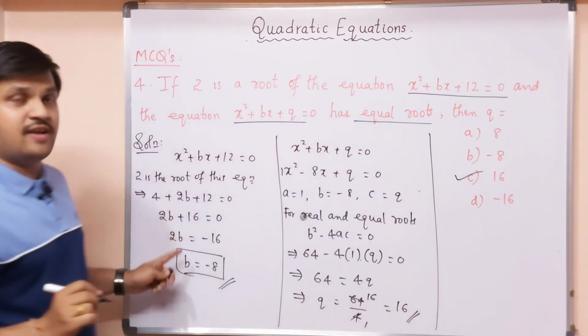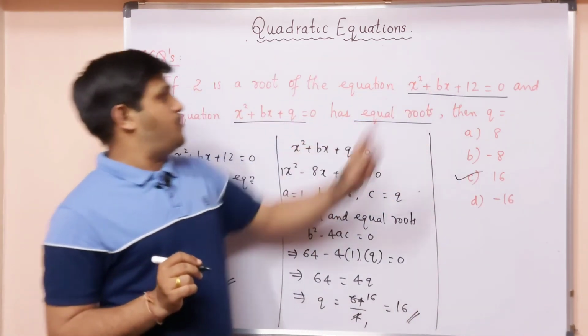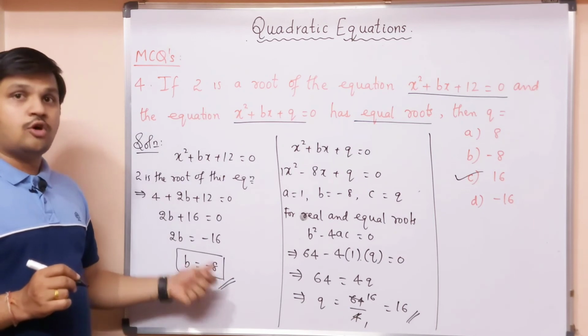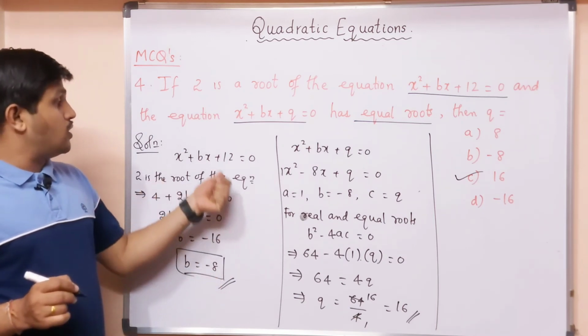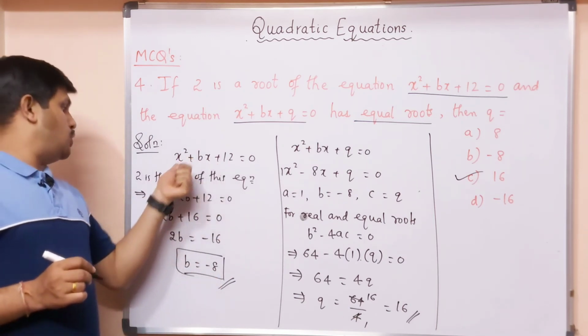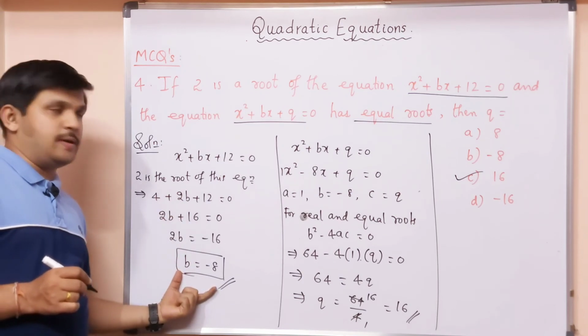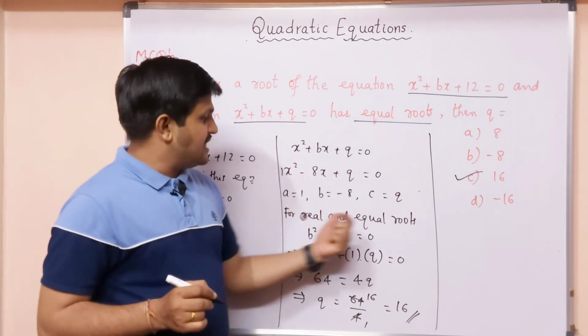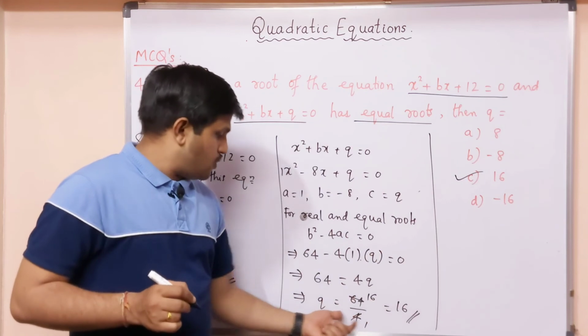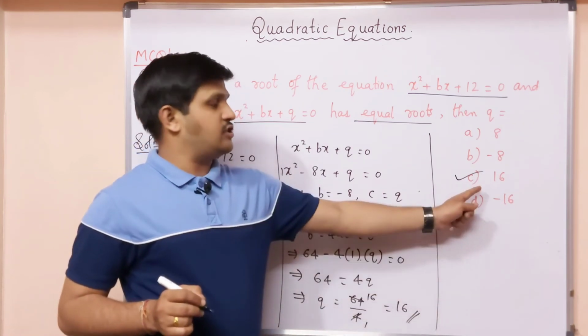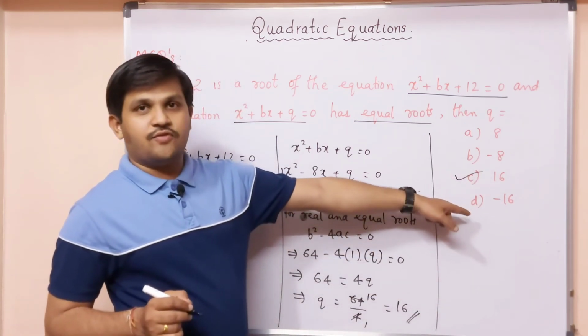So two equations given. First we got the value of b, which is minus 8. So how do we get it? Because 2 is the root of this given equation. Substitute x equal to 2, you will get the value of b. And for this, the condition is real and equal roots. Therefore, we got the value of q is 16. Option C is the right answer for this question.